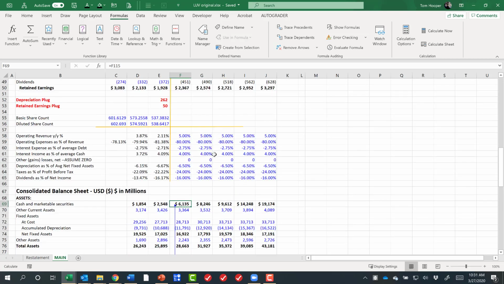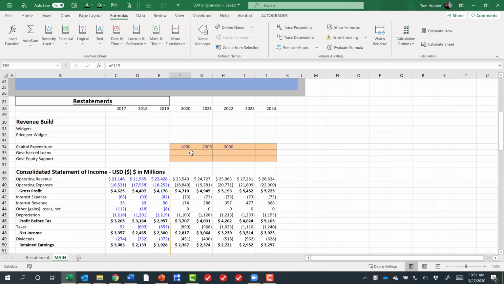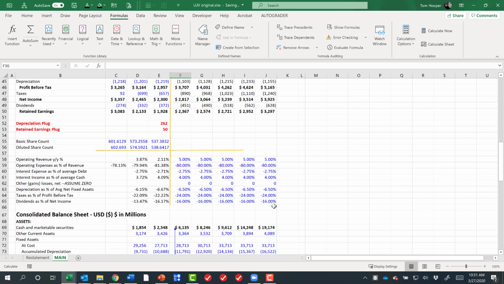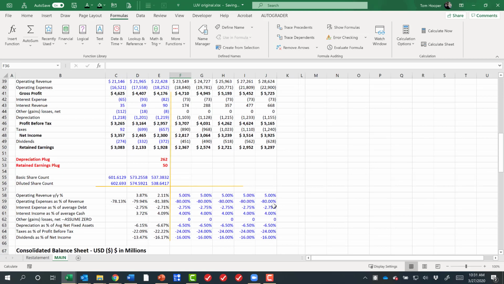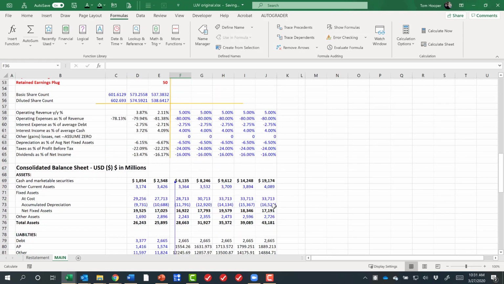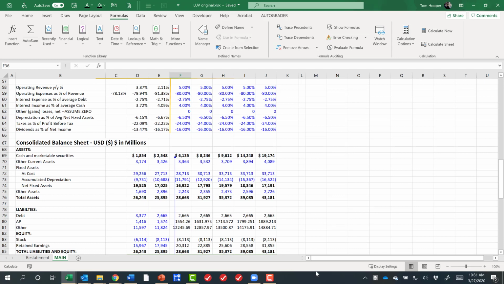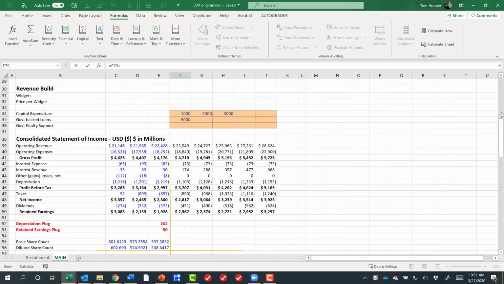Similarly, if the government were to give us a loan, let's do a big number so it shows up easily. Government-backed loan of $5,000. How would we accommodate that on the balance sheet? Well, we'd say that our debt, instead of remaining constant like it did in pro forma practice, this time our debt is going to be increased by the amount of the loan.